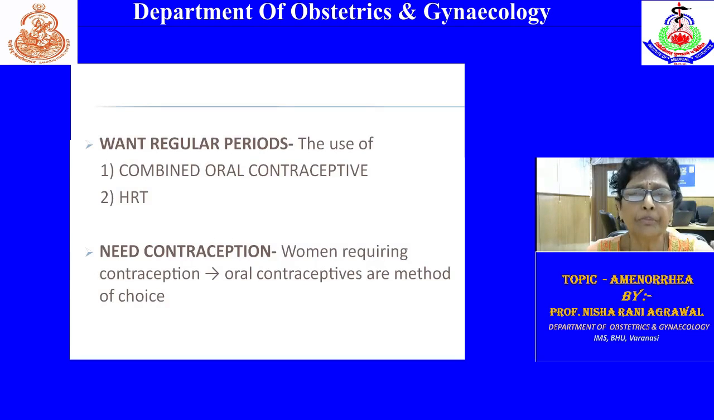Now, if a patient needs regular periods, then combined oral contraceptive pills can be used, or if near the menopausal age, then HRT. If there is need for contraception, then oral contraceptives are the method of choice.